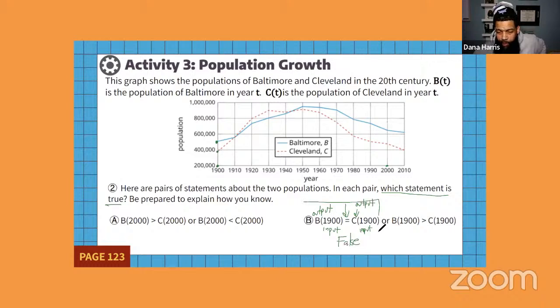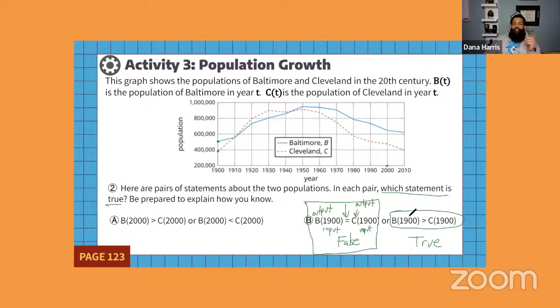All right, let's put a box around that so you know that this is separate from this one over here. Let's put an oval around this one. So now let's check the other one. We're going to erase that. We're still at 1900. The population of Baltimore in 1900 is greater than the population of Cleveland in 1900. So Baltimore, the blue line, once again, is higher than the population of Cleveland. So this is true.